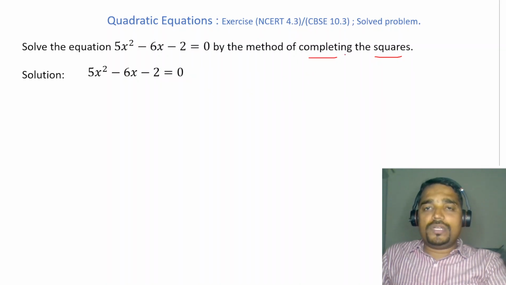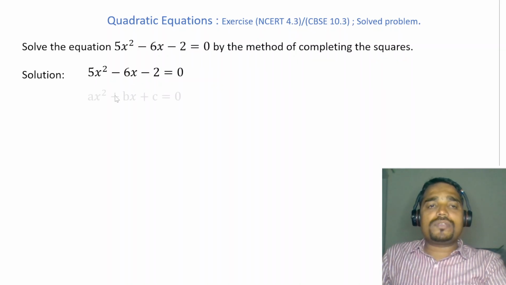But before proceeding to what the steps are, let us analyze the equation. The given equation contains the x square term as the first term, the x term as the second term, and the third term is a constant term. Therefore it looks like ax square plus bx plus c equals 0, which is the standard form of a quadratic equation. Now let us proceed with the method of completing squares.